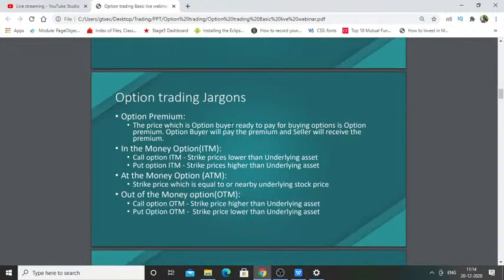And if you look at the option premium, what is an option premium? It is the price which an option buyer is ready to pay for buying an option, and the price at which the option seller is ready to sell the option. For each and every strike price there will be predefined option prices, and they will keep changing based on the underlying price.